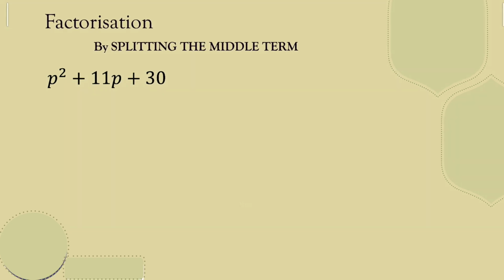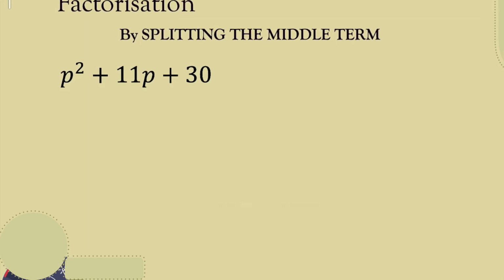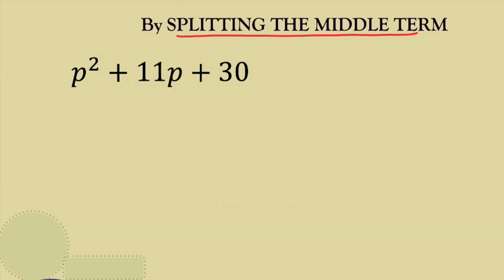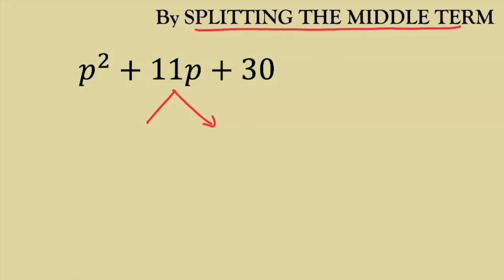So you have identified the numbers as 5 and 6. The name of the method says split the middle term. So the middle term is split into two parts, which are our numbers. The variable is kept with both the numbers. We got plus 5, we got plus 6. You will have to keep the same variable as that of the middle term.